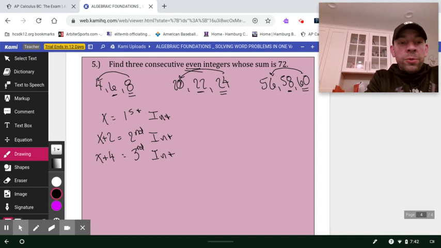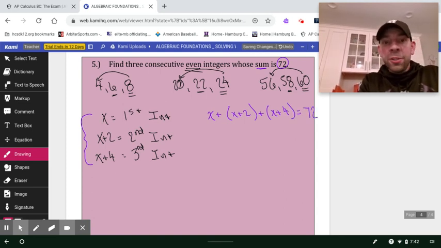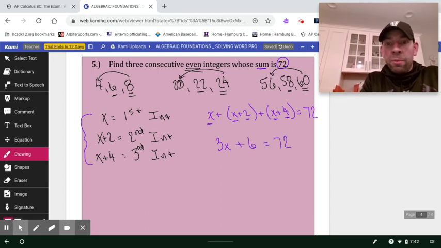So based on those definitions, let's put it all together. We said the sum of these 3 numbers right here is going to add up to 72. So I'm going to take the first one plus the second one plus the third one and set their sum equal to 72. Now what I'm going to do is combine like terms. So this x plus this x plus this x makes 3x. And this 2 plus that 4 makes 6. And now we're really off to the races. We're going to subtract 6. That's going to give me 3x equals 66. Divide by 3. And you get x equals 22.